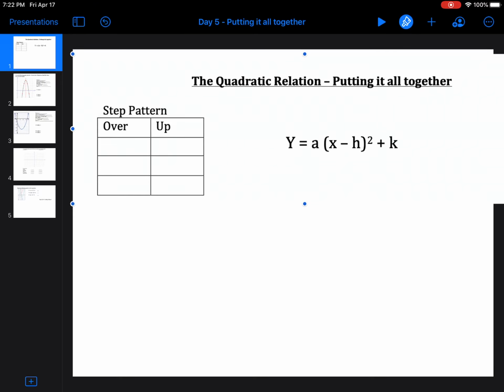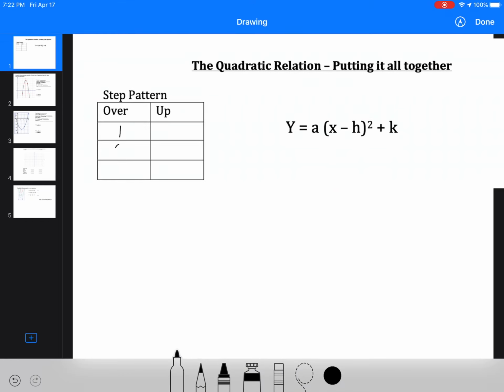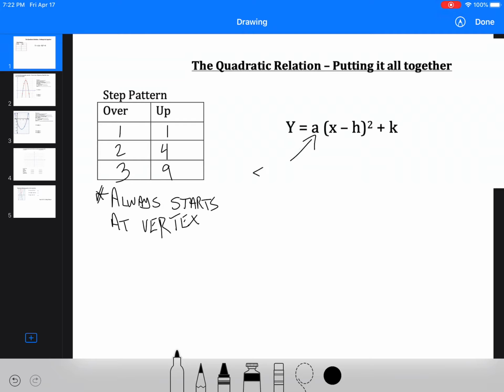Okay, so quadratic relations, putting it all together. So this is putting all of the steps together. Our step pattern that we've looked at is always over 1, 2, and 3, and then up 1, up 4, up 9. And this always starts at the vertex. So when we're looking at a quadratic, we always start at the vertex.